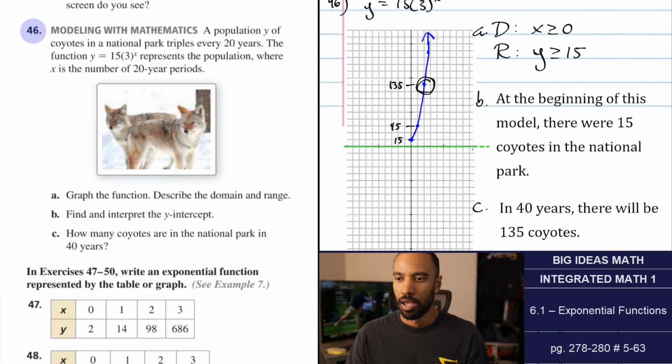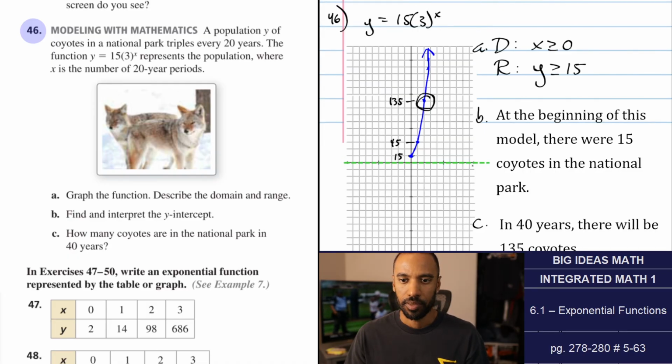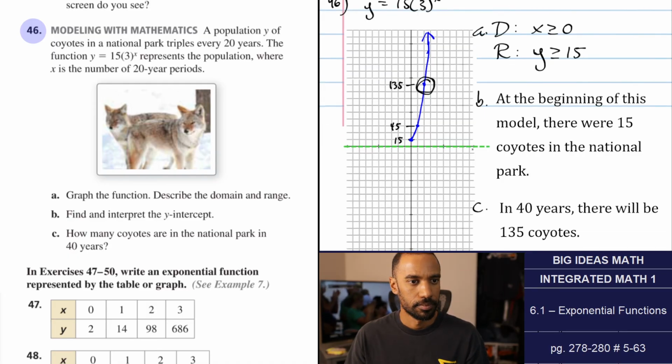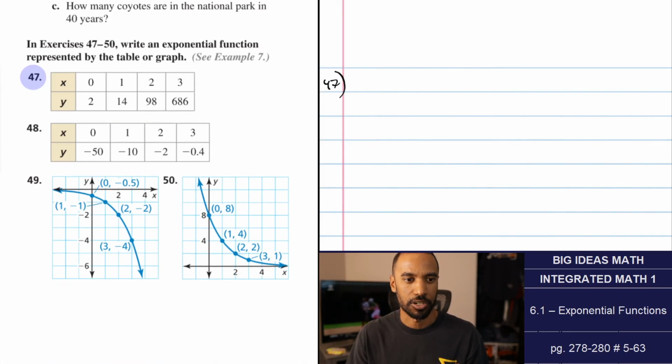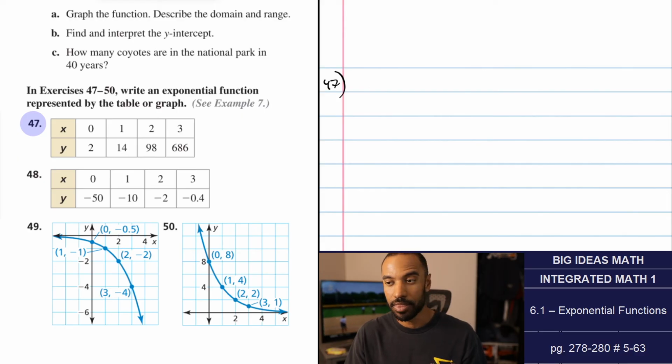Okay. All right. Let's keep going. Number 47 to 50. Write an exponential function represented by the table or graph. These will be easy enough when it comes to representing y-intercept and growth or decay factor, given that they are exponential, which they clearly state that they are.